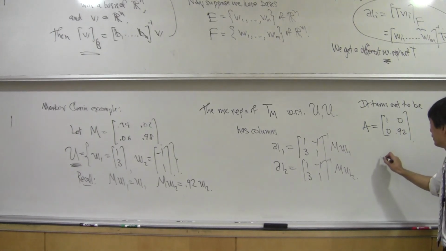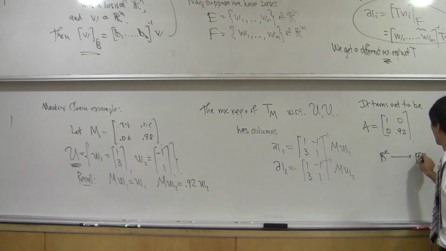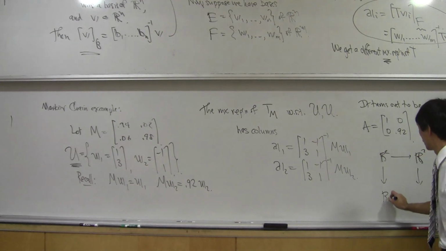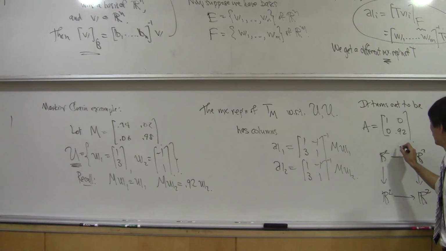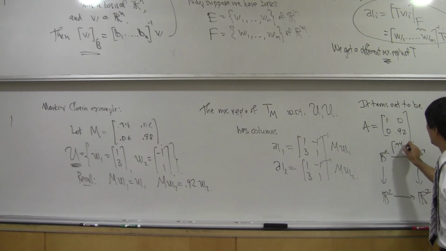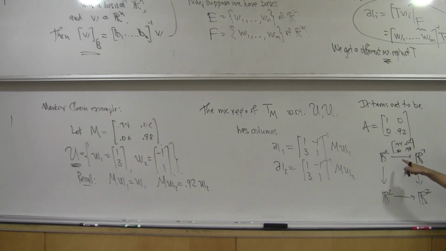And so the point is this: with respect to the standard basis, the behavior was hard to understand. Multiplying by this M, what does it do? But if we take the matrix representation with respect to a different basis, the behavior becomes easy to understand. The linear transformation's behavior is simple when you change the basis on it.